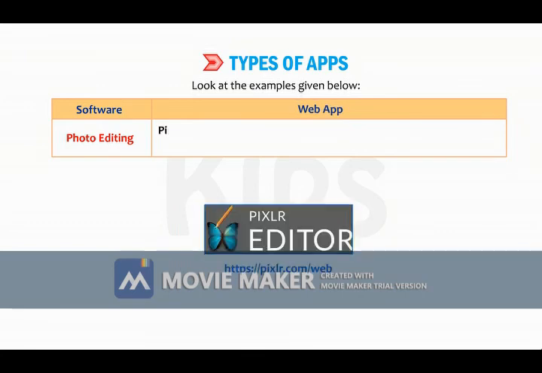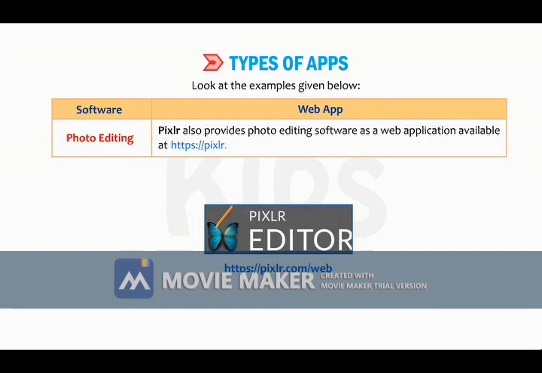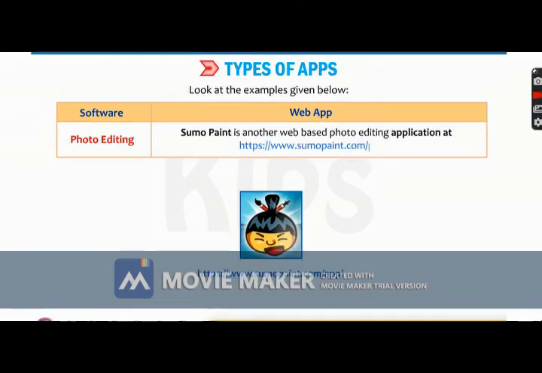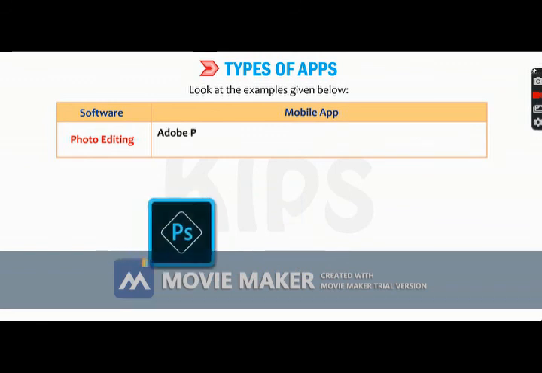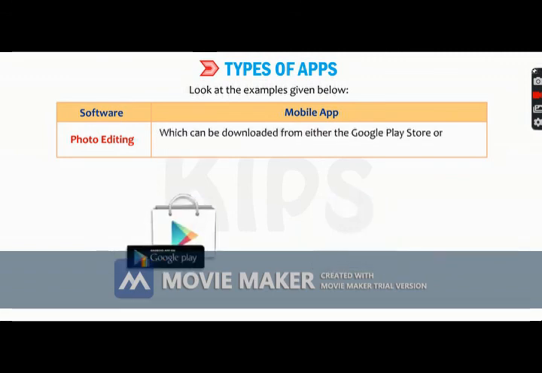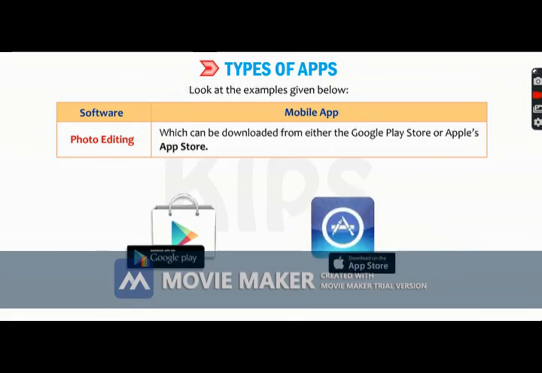Web app. Pixlr also provides photo editing software as a web application available at pixlr.com/web. Sumo Paint is another web-based photo editing application. Mobile app. Adobe Photoshop Express and Mobile Pixlr are photo editing apps for mobile devices, which can be downloaded from either the Google Play Store or Apple's App Store.